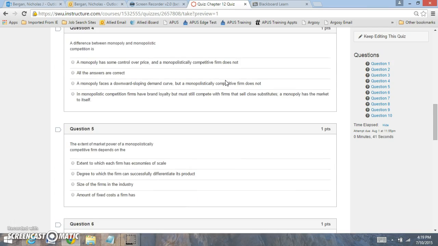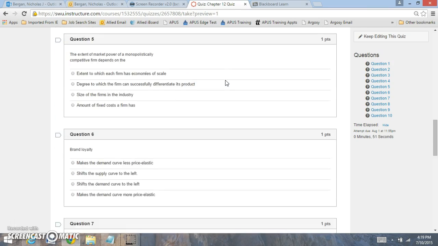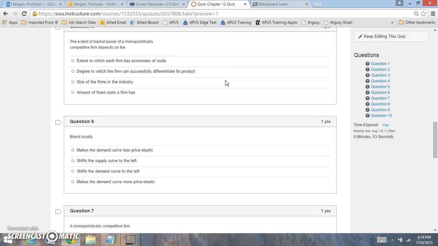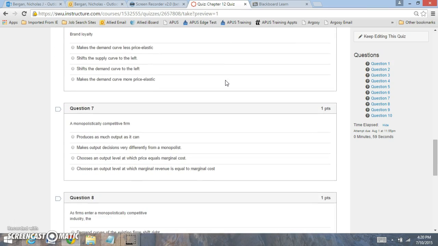Difference between a monopoly and monopolistic competition. A monopoly has control over price. Monopolistic will maybe struggle with their control over price. Extent of market power of monopolistically competitive firms: they have some degree of ability to influence market price. Brand loyalty. Brand loyalty is very important for monopolistically competitive firms.